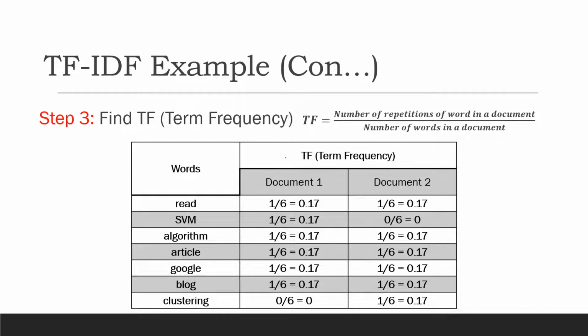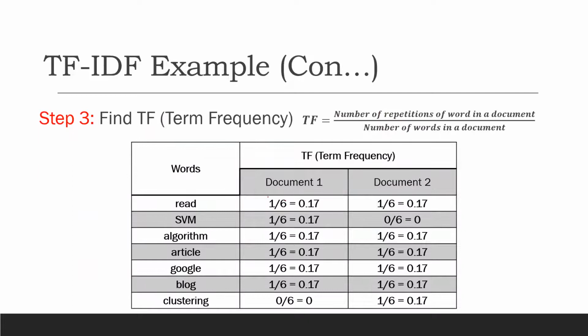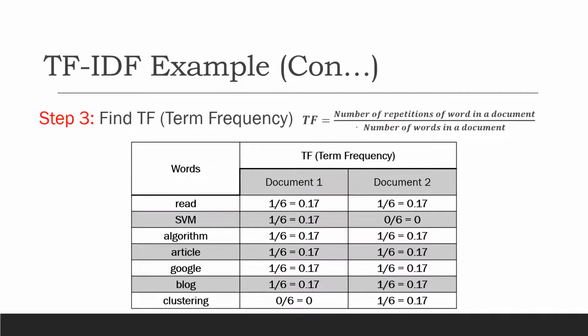the document. So here we need to count 1, 2, 3, 4, 5, 6. Both documents have the same number of words, 6. So now I already know that the count is 1. So here what I am doing is the term frequency of the word read. Here I am doing the term frequency of the word SVM. Here I am doing the term frequency of algorithm.